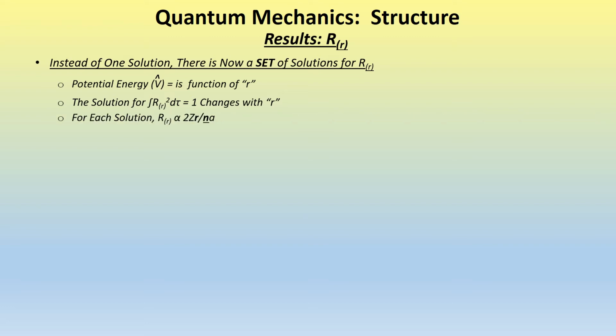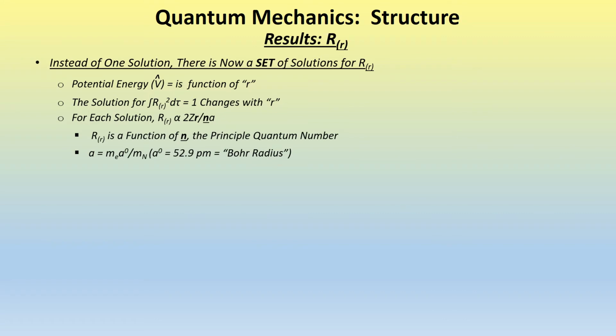For each solution, the radial wave function R of r is proportional to 2 times the charge of the nucleus Z times r divided by an integer n times a constant called a. As you saw, the radial distribution function is a function of n, the principal quantum number. a is calculated for each electron in each atom as the mass of the electron over a0 over the mass of the nucleus, where a0 is the Bohr radius, 52.9 picometers.